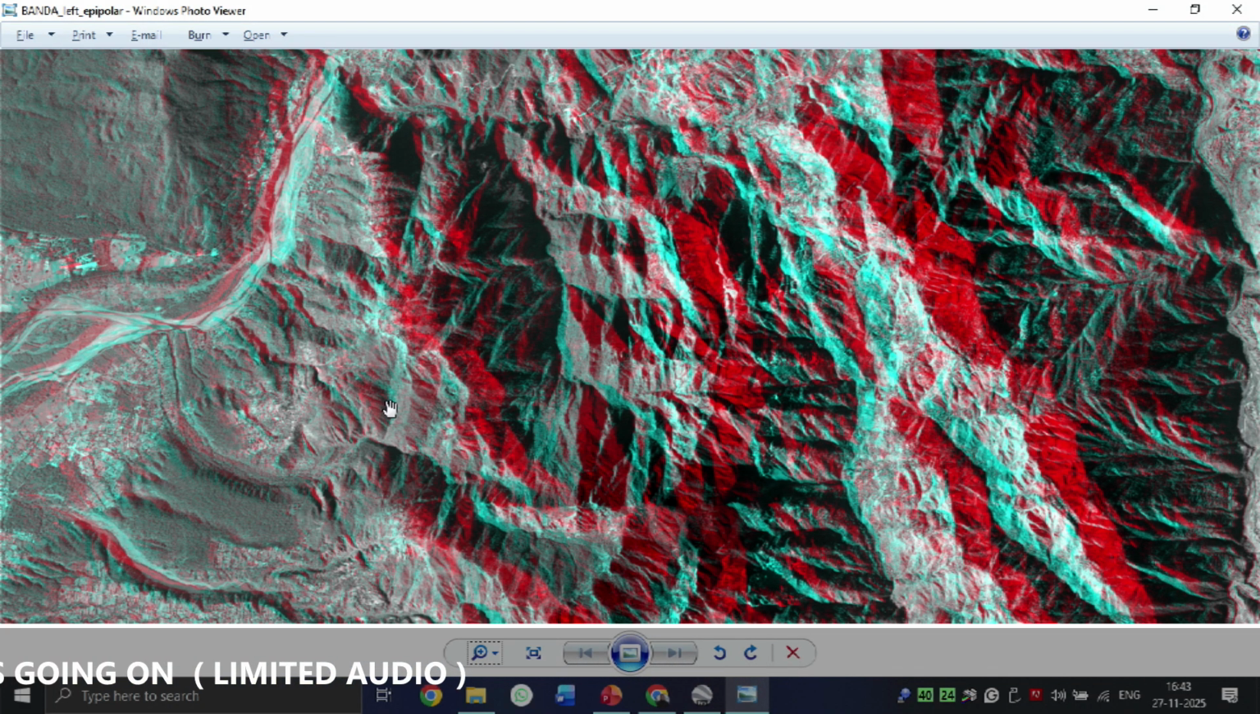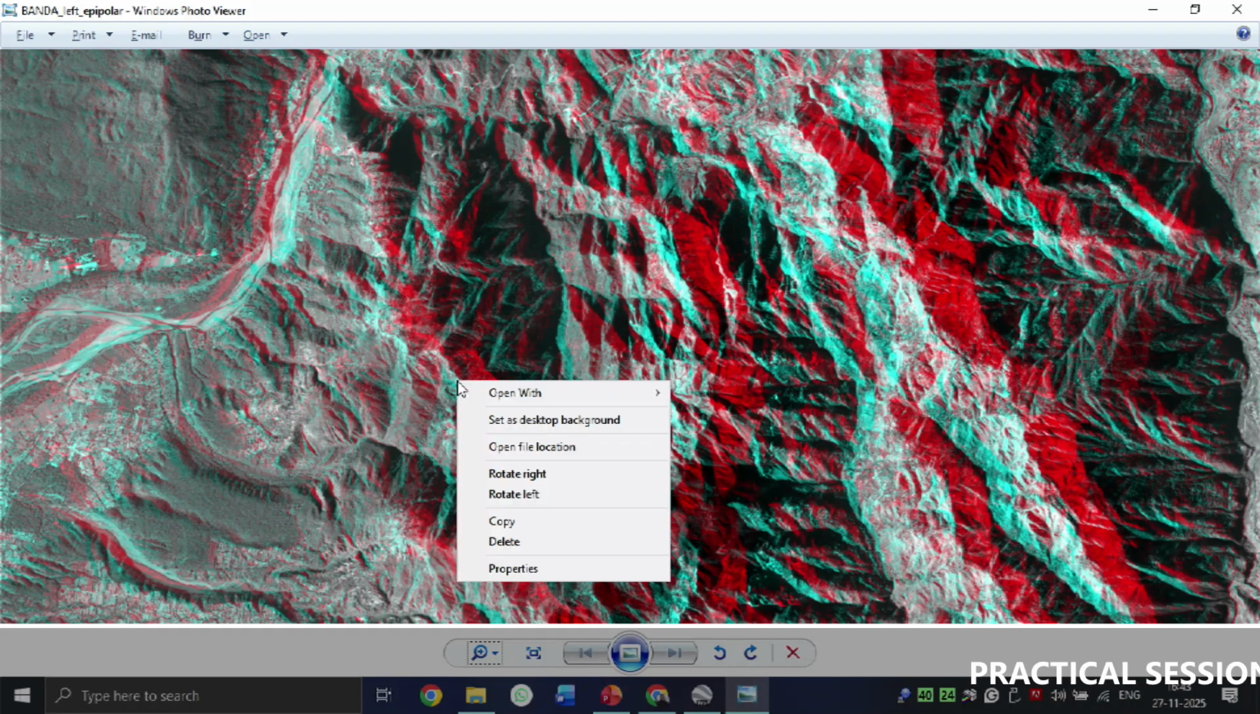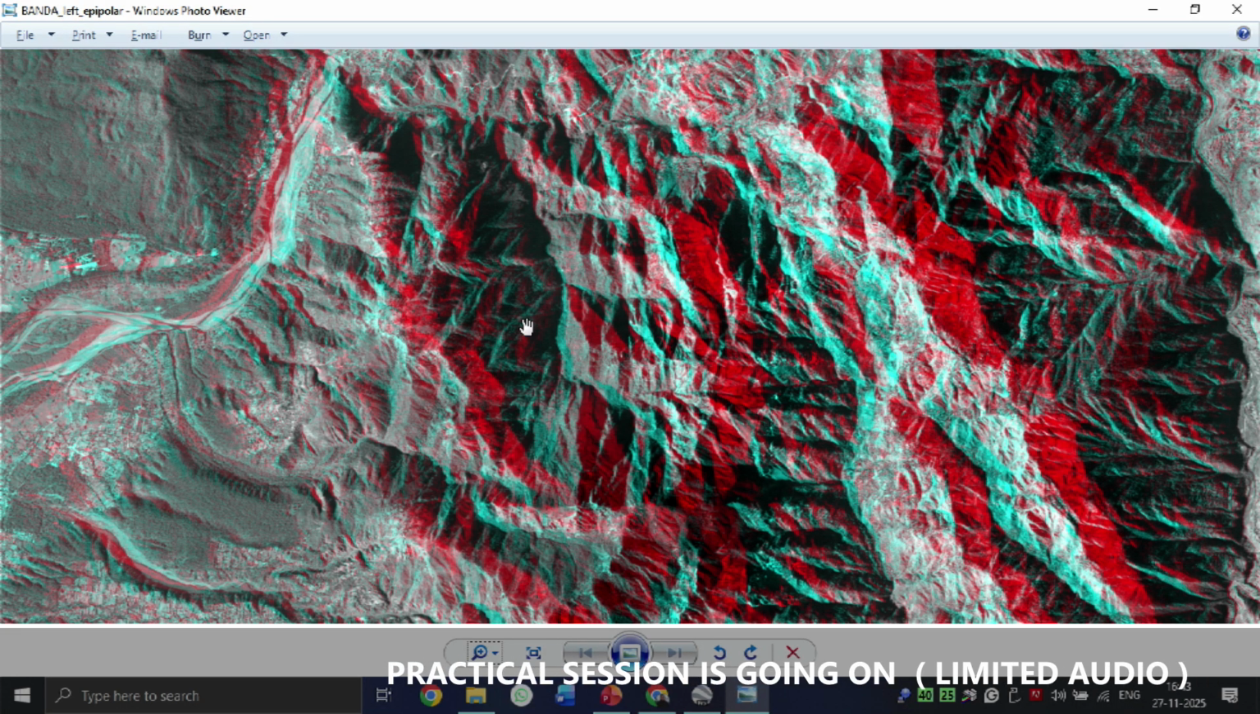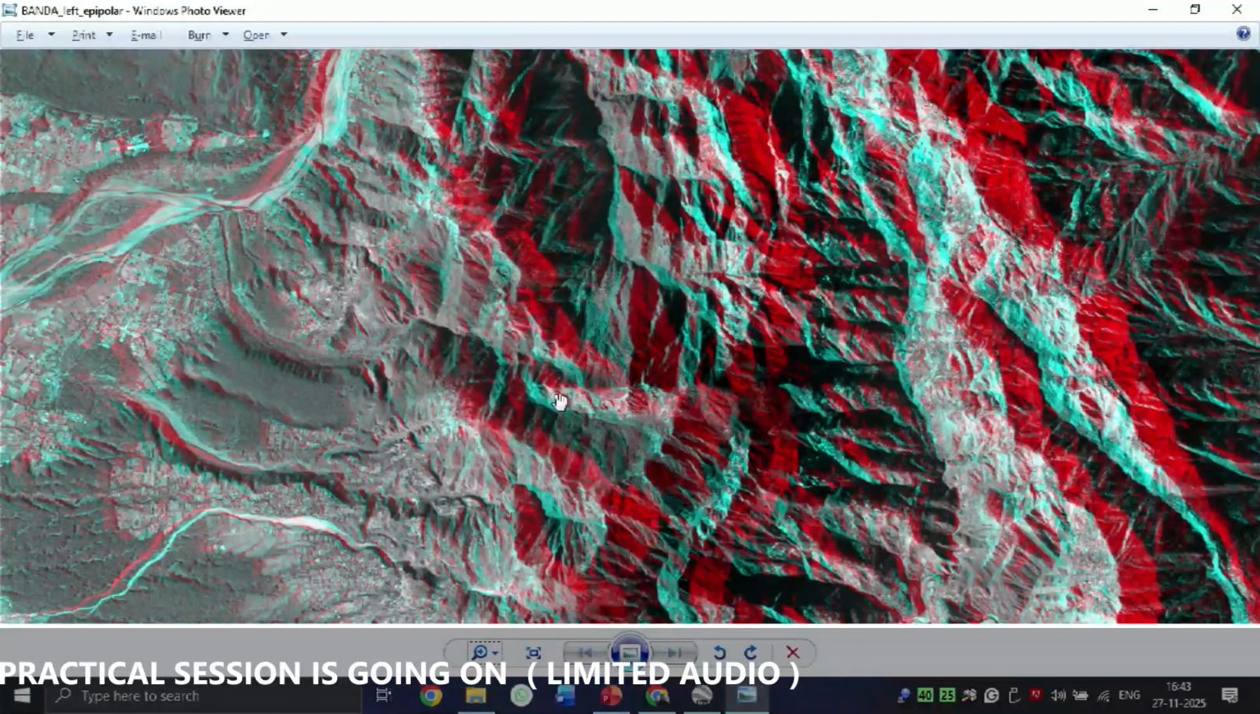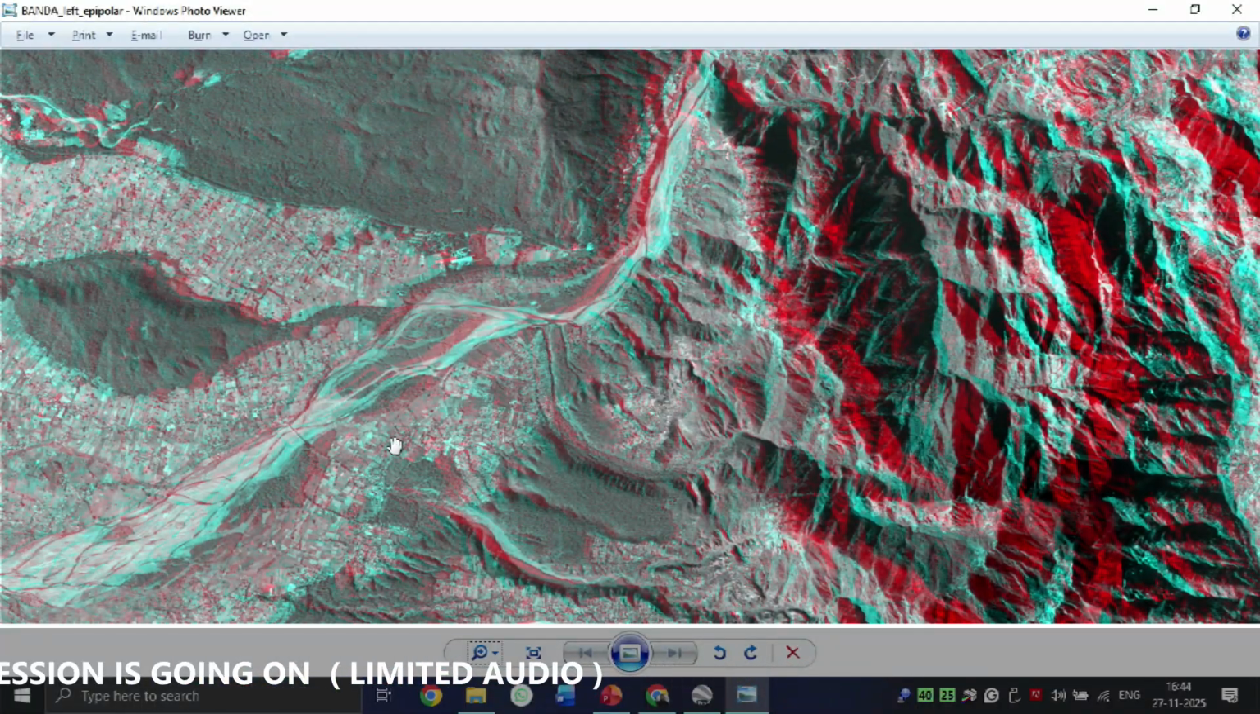You are able to see in 3D, like you can see here the river terraces. So are you able to see the depth perception? You can zoom in on any area. You are able to see this fault, the depth perception is coming? Look close to the river, and see whether you are able to see some elevation or steps.